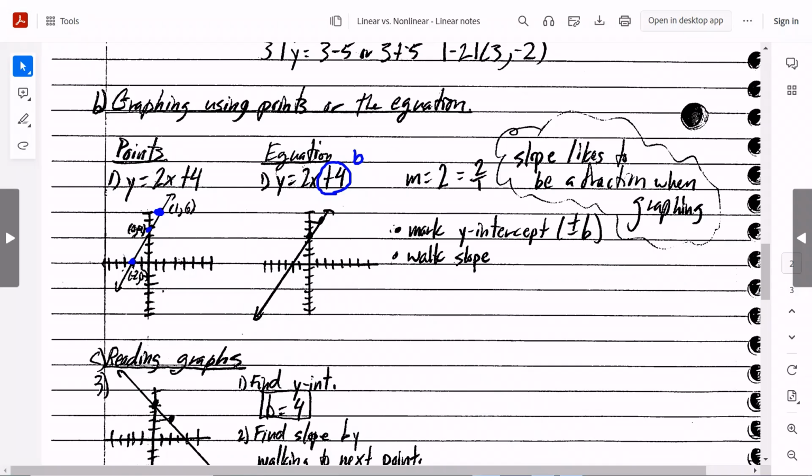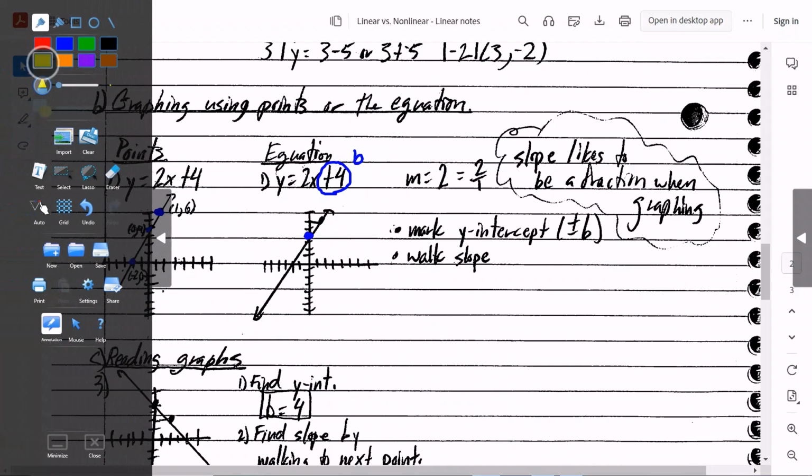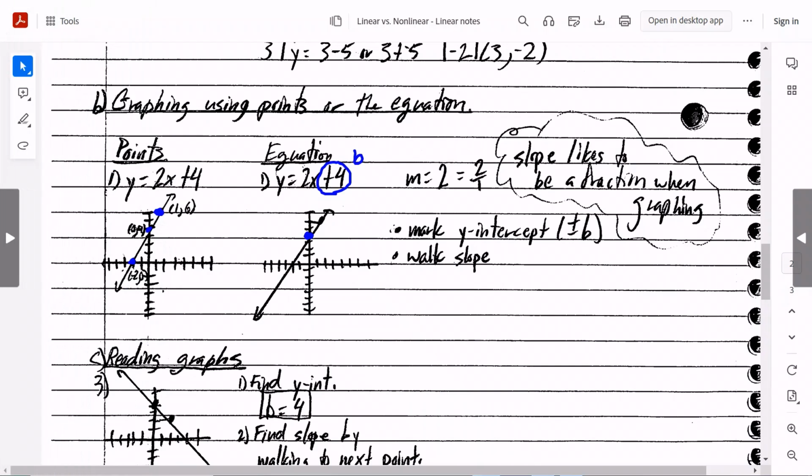So you mark that first. Mark your y-intercept, okay? Then, and I'm going to switch colors for a second. Hope that shows up. Then we do something called walking the slope. And what it means is you follow the slope's directions to the next point. Here's what I mean. We know that our slope is 2 because 2 is sitting in the m place, and m is slope, right?